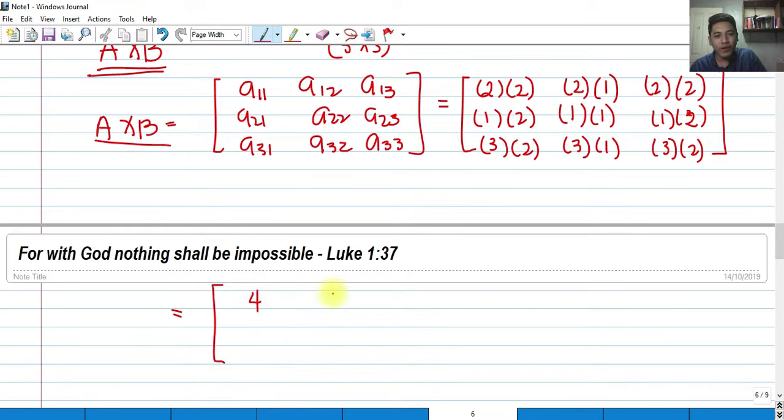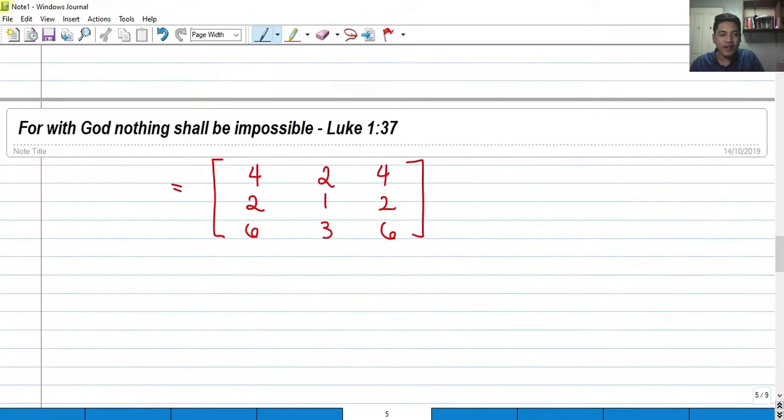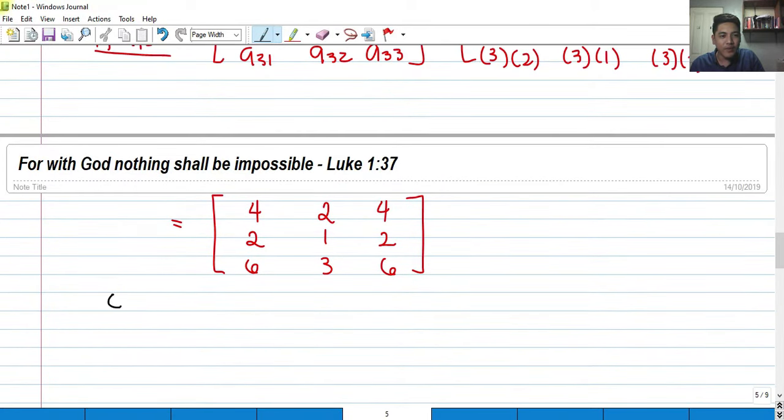We have 4, we have 2, we have 4 here. 2 times 1 is 2, 1 times 1 is 1, 1 times 2 is 2, 3 times 2 is 6, 3 times 1 is 3, and 3 times 2 is 6. So that should be our answer for this multiplication problem of matrices. And for you to further understand, let's have another example.